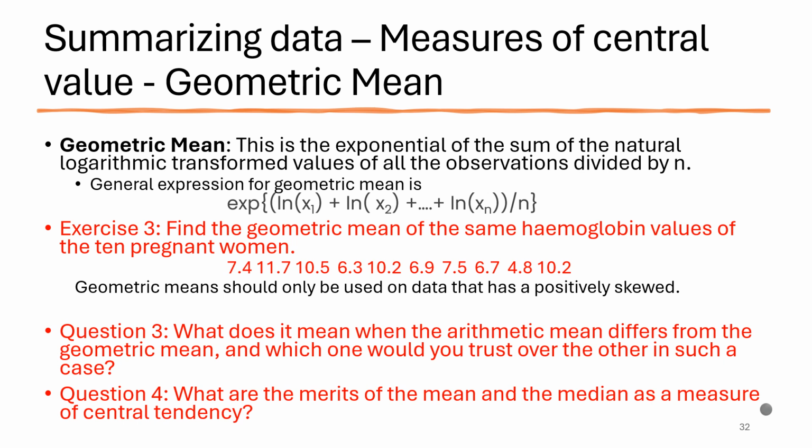So question 3: what does it mean when the arithmetic mean differs from the geometric mean, and which one would you trust over the other? In this case, what are the merits of the mean and the median as a measure of central tendency? So what are the merits of them, right?